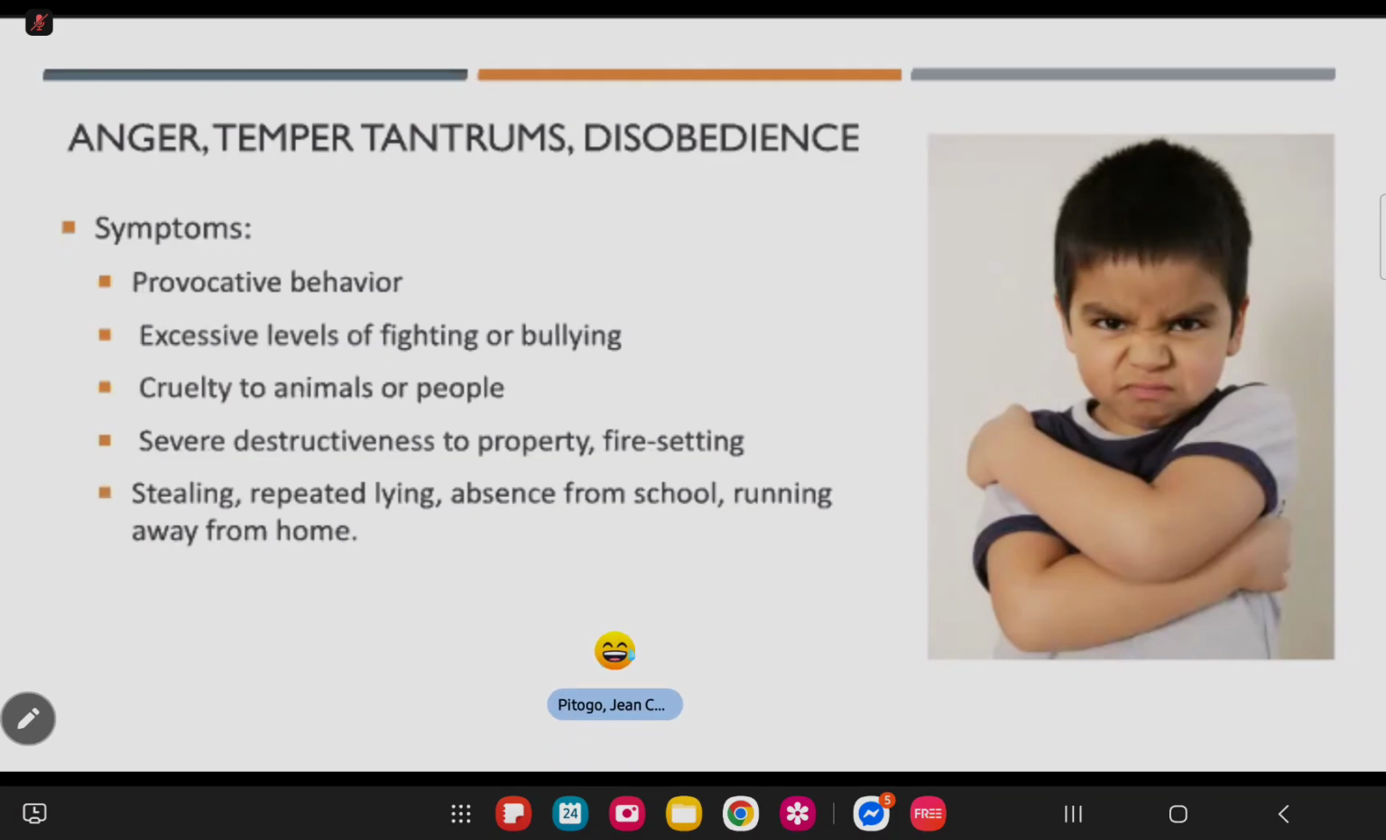Right? Other symptoms include provocative behavior, excessive levels of fighting or bullying, cruelty to animals or people, and severe destructiveness to property, such as fire setting, stealing, repeated lying, absence from school, running away from home. So if you have these types of symptoms, it is imperative that you investigate more. Maybe if they have ODD or CD.